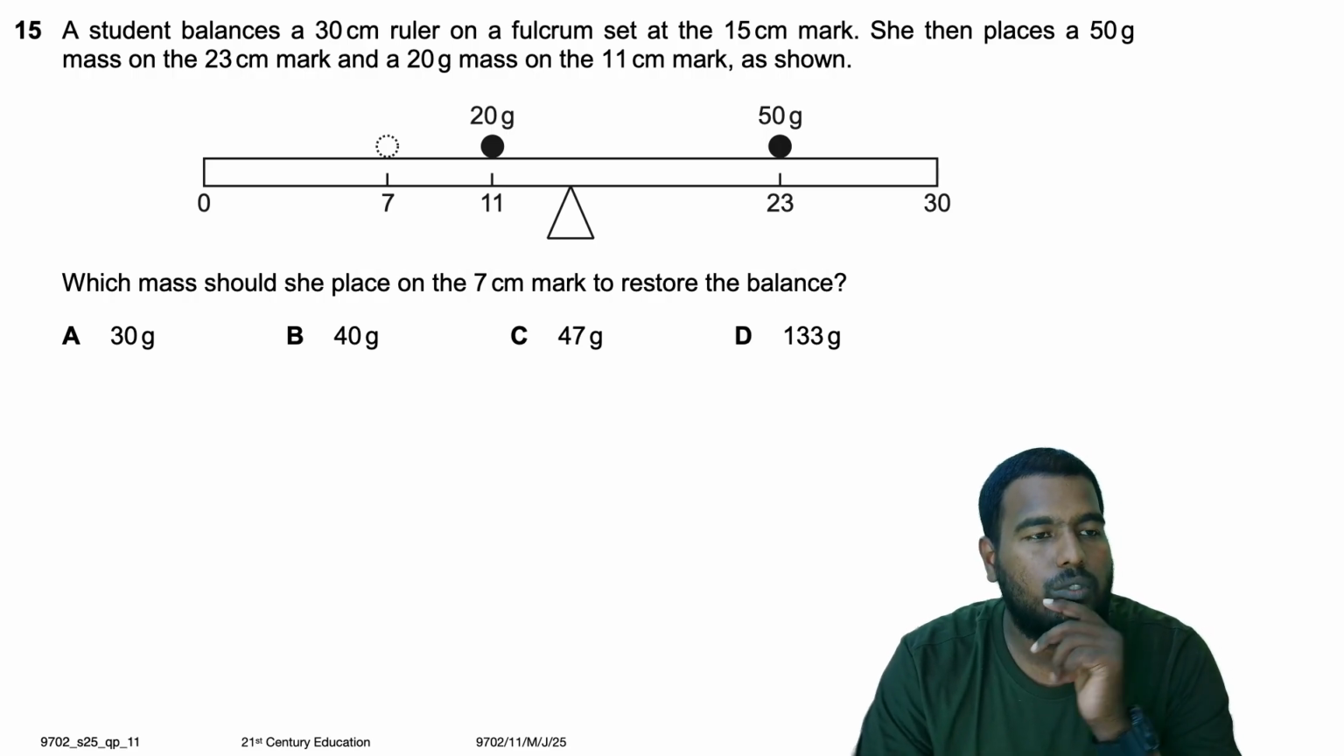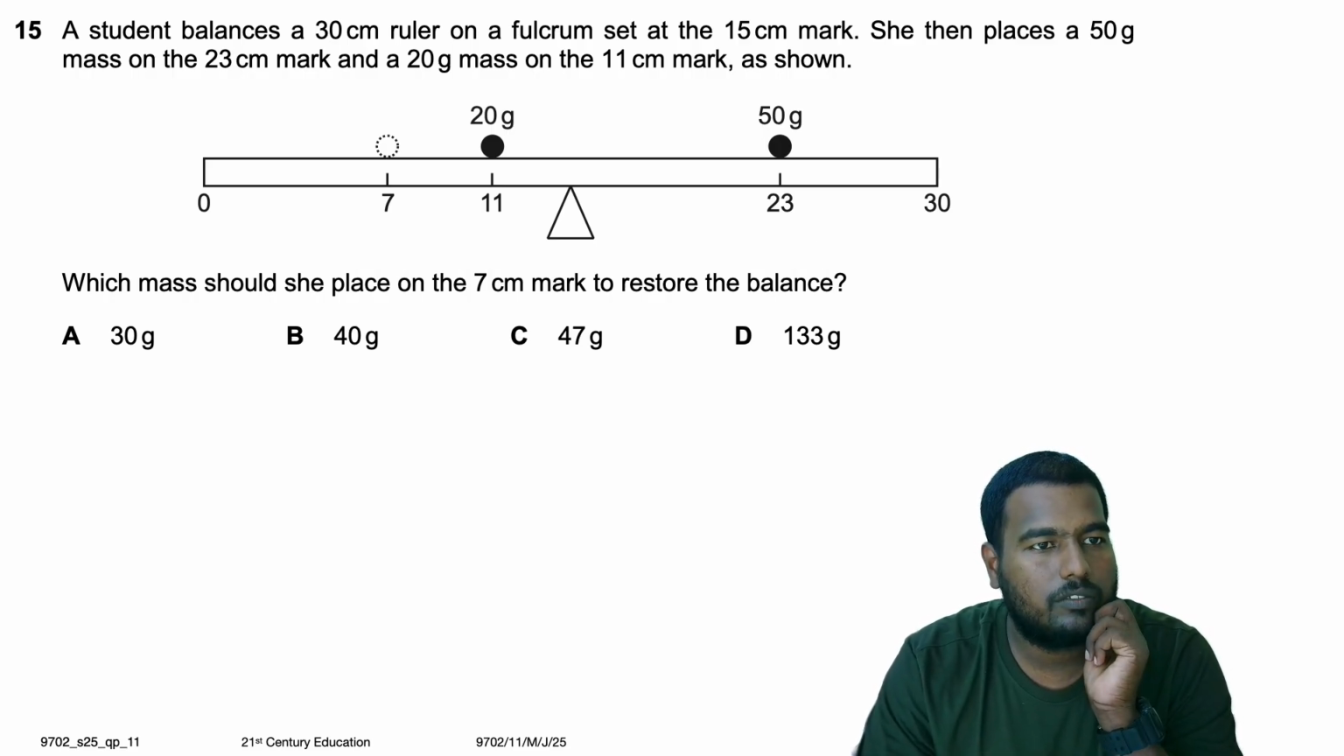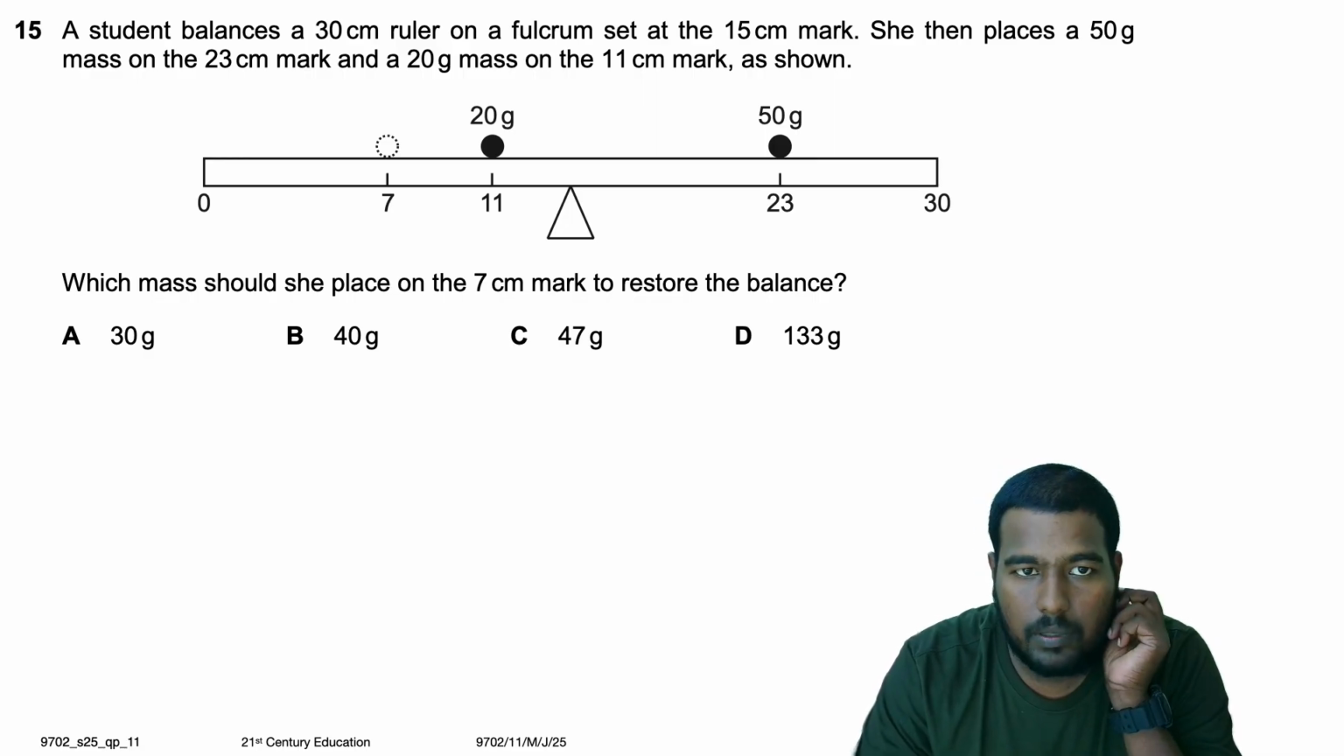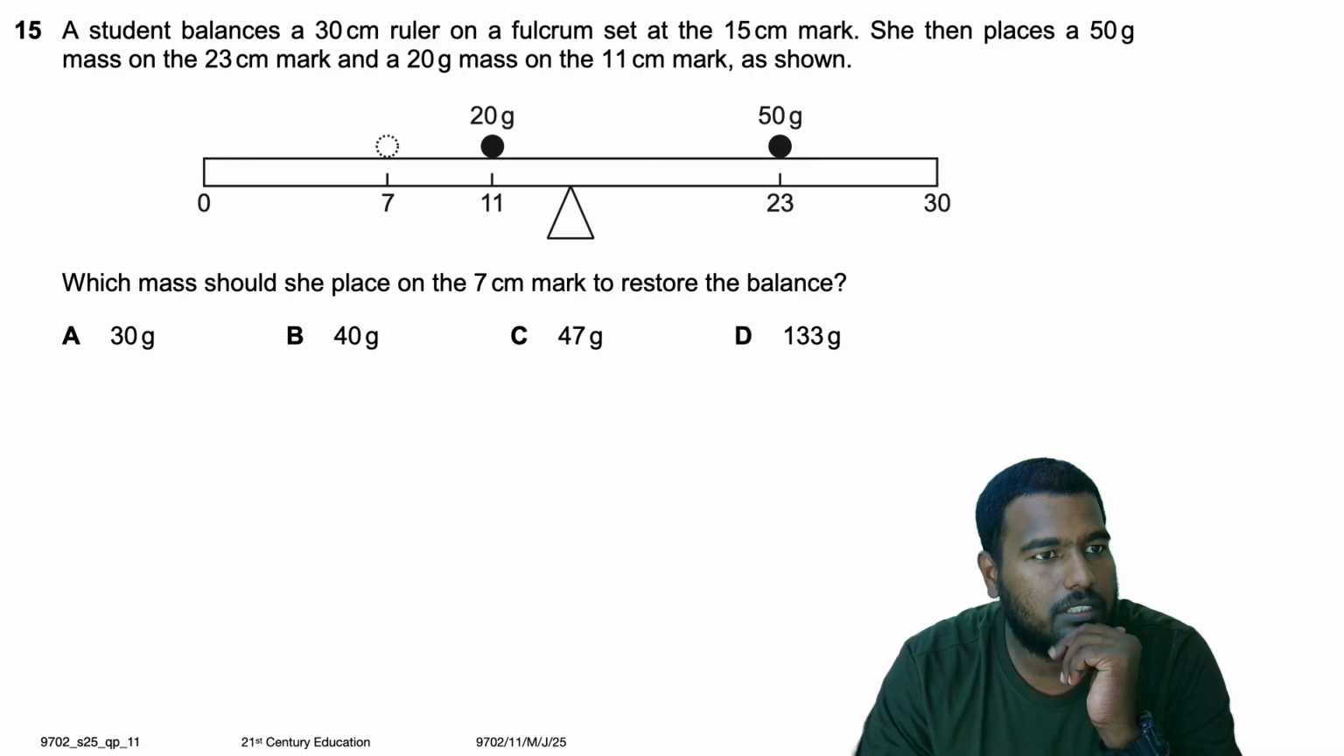A student balances a 30 centimeter ruler on a fulcrum set at the 15 centimeter mark. She then places a 50-gram mass on the 20 centimeter mark. Which 20 gram mass should she place?